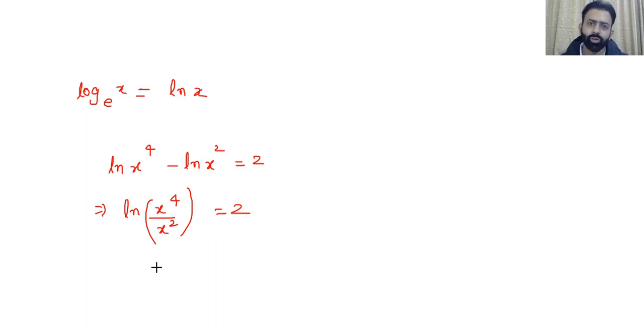Now, in order to remove the log, we need to transfer the base or write this in exponent form. Okay, that is how we remove the log from an equation, right? Before that, let us simplify this. This becomes x square, right, is equal to 2. Meaning that since the base here is e, we can transfer this base to RHS.